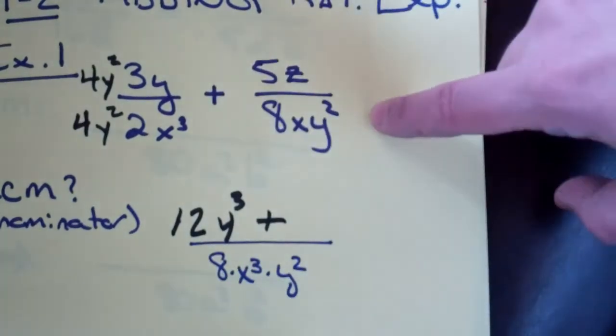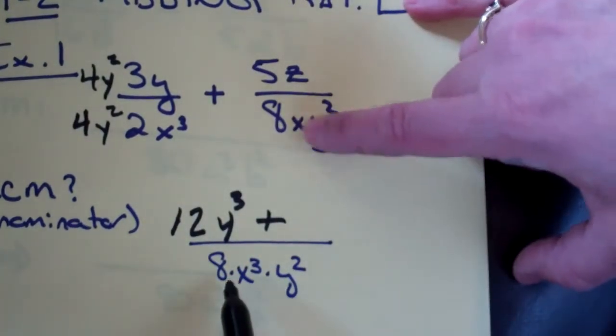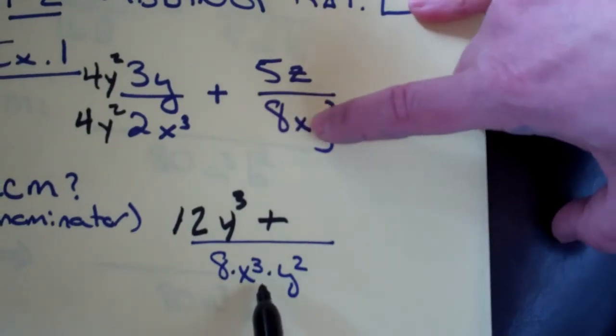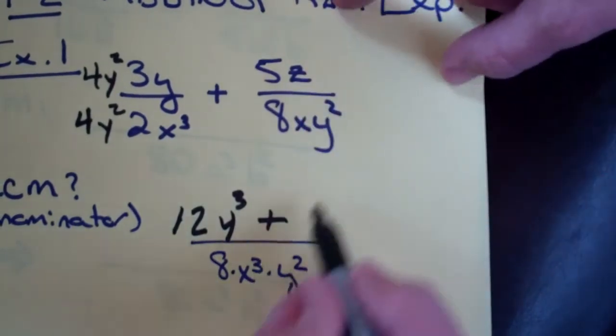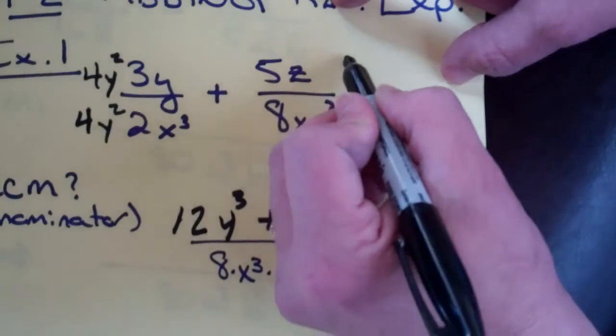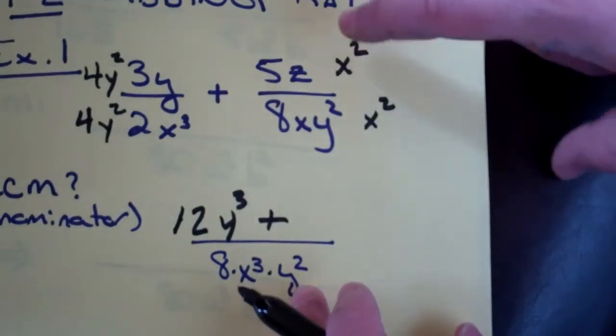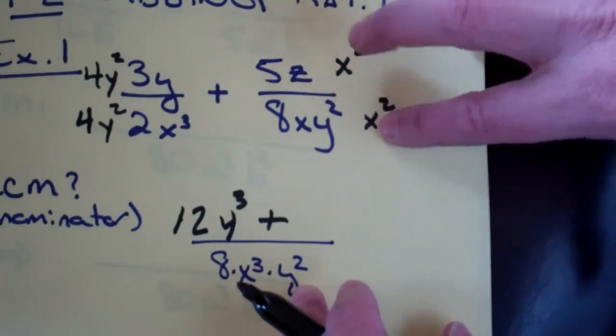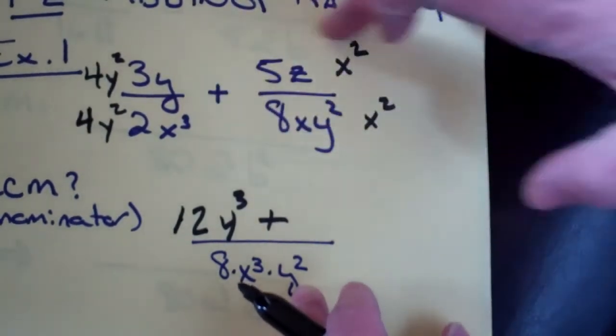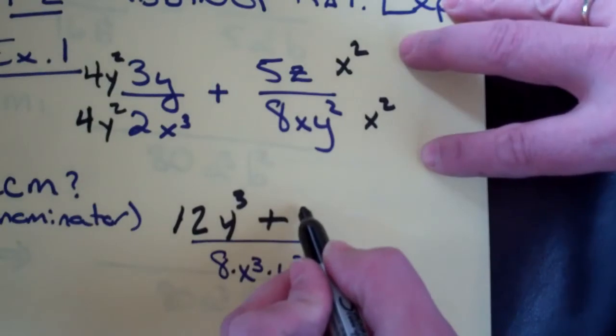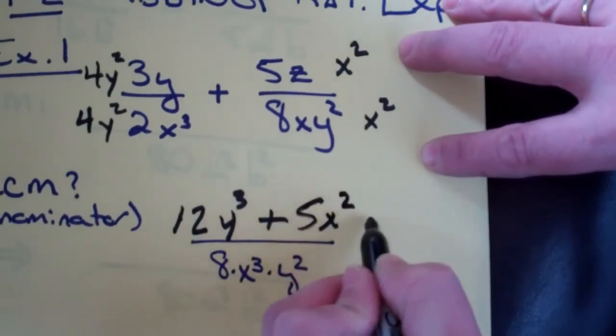Plus, what do I need in this factor? Well, I need an 8, and I have one. I have an x, but I need x cubed, so I'm going to need to multiply top and bottom by x squared. I have a y squared, so I'm set there. By multiplying top and bottom by x squared on this term, I'm just changing the way it looks. It ends up saying 5x squared z.